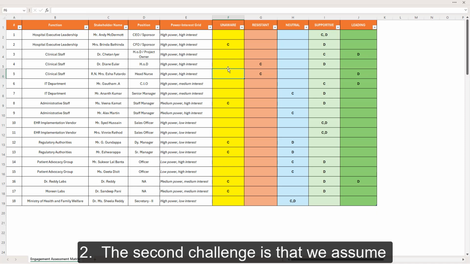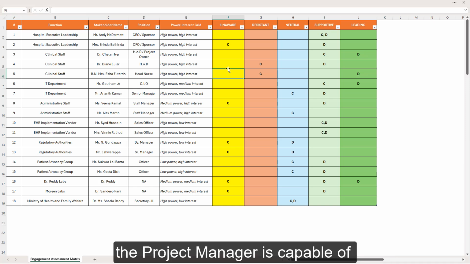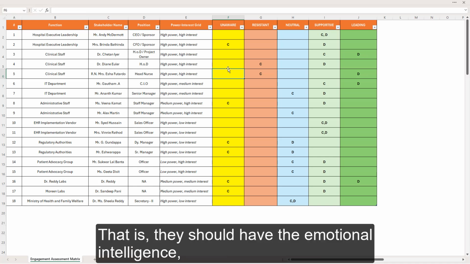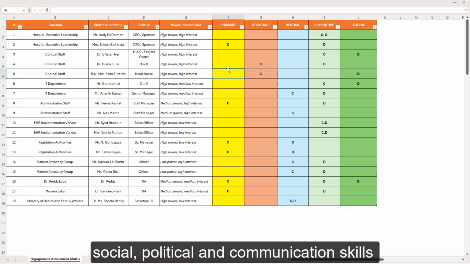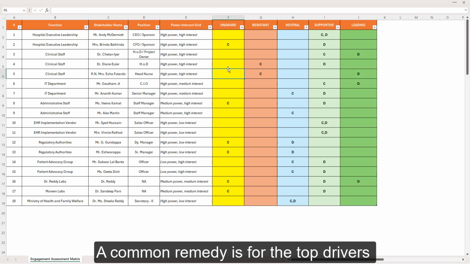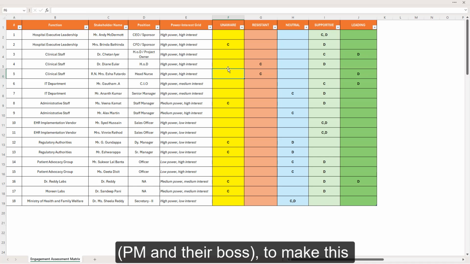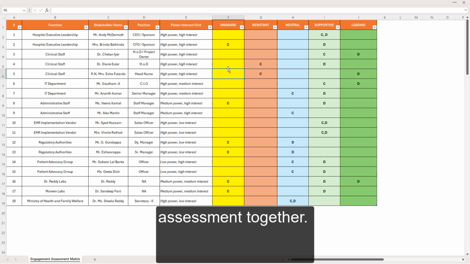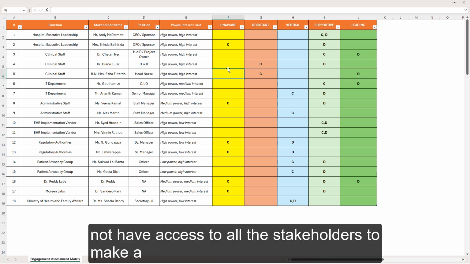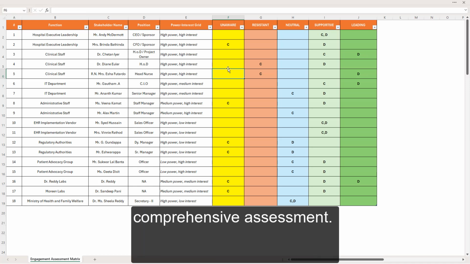The second challenge is that we assume the project manager is capable of making this assessment, important as it is. That is, the project manager should have the emotional intelligence, the social, political, and communication skills to be able to get a true reading of the situation. A common remedy is for the top drivers, the PM and their boss and anybody else, to make this assessment together so that a truer reading can be possible. The third challenge is that the project manager might not have access to all the stakeholders to make a comprehensive assessment. So these were the problems involved.